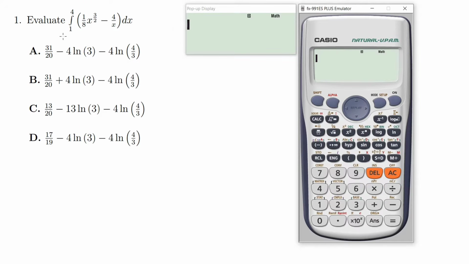In this question, we are asked to evaluate the integral from 1 to 4 of x raised to the power 3 over 2, all divided by 8 minus 4 over x, dx.